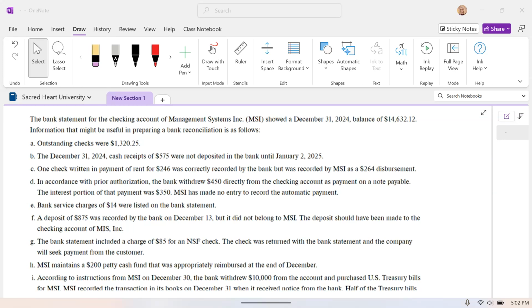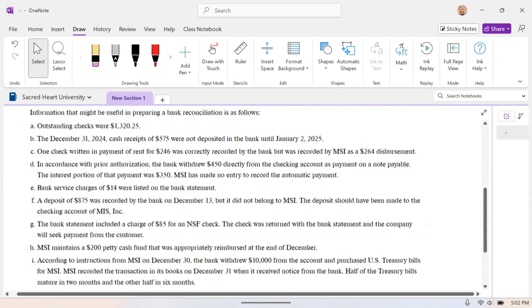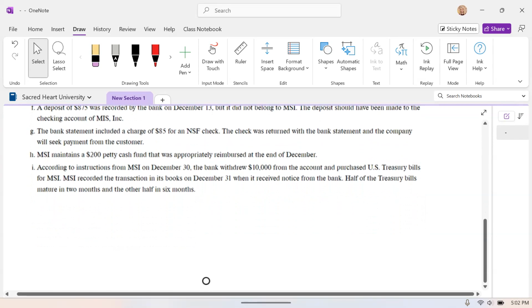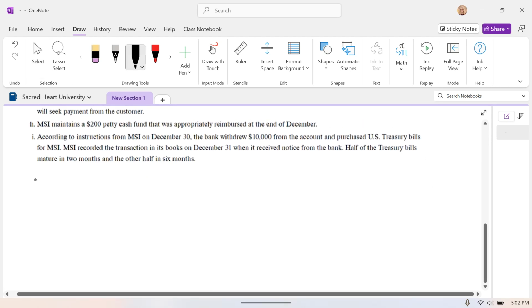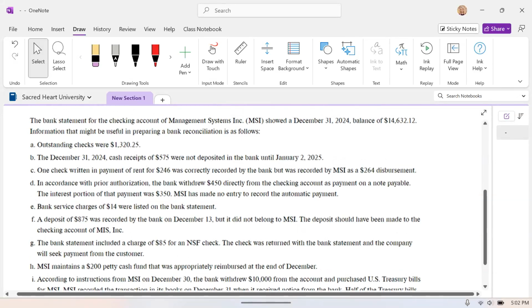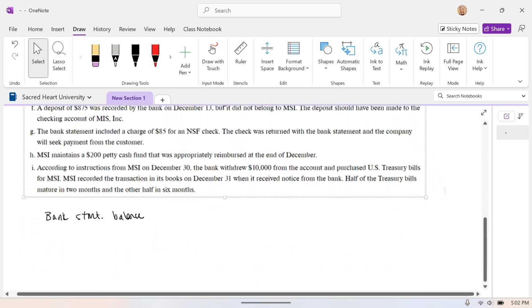Example two of our class examples from Saturday, October 12th, asks us to prepare a bank reconciliation on this information that we see here, and it's a lot of information. The first thing that we're going to need to do is start with the bank statement balance. And that's given right at the top. The very first sentence says the bank statement shows a balance of $14,632.